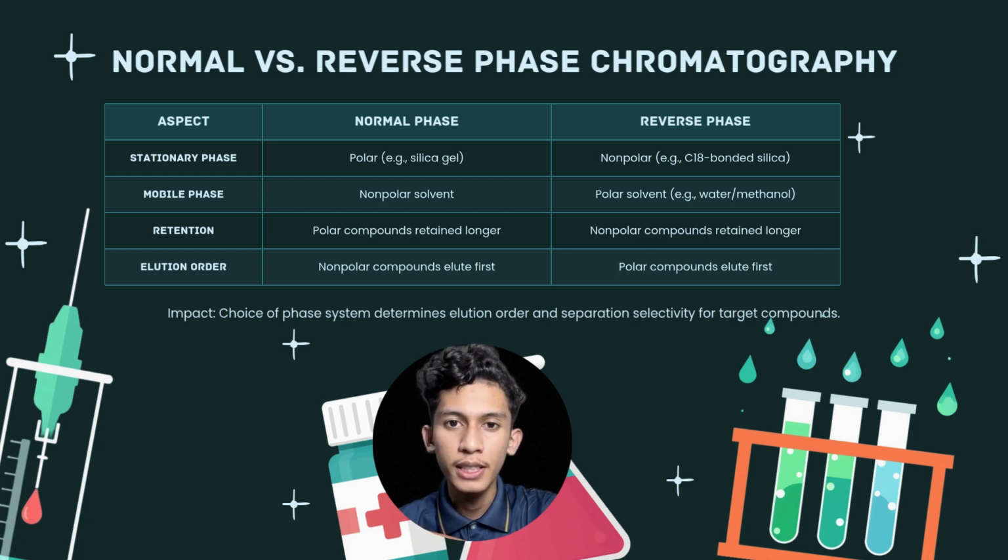Conversely, reverse phase is the exact opposite. It uses a non-polar stationary phase, meaning non-polar compounds are retained longer, allowing polar compounds to pass through first. Understanding this relationship allows us to manipulate the elution order based on the specific target molecules we want to isolate.